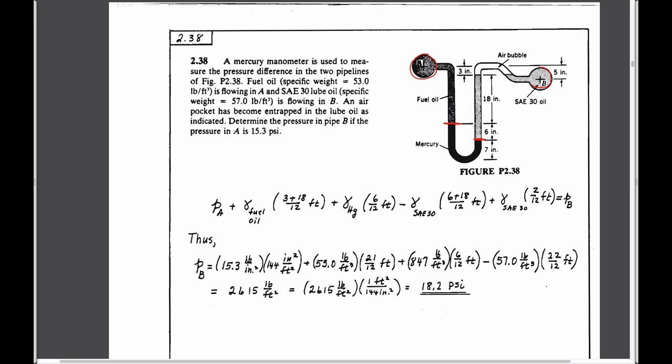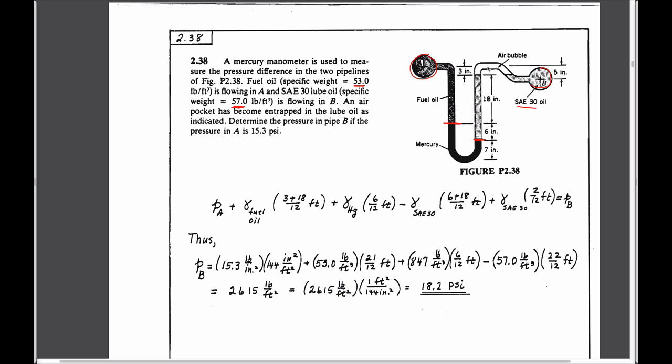The fluids in the two pipelines have different unit weights, which are given here as specific weight in A of 53 pounds per cubic feet and in B of 57 pounds per cubic feet.